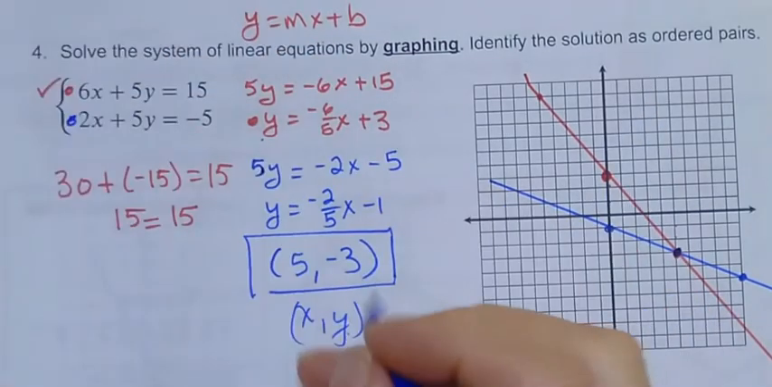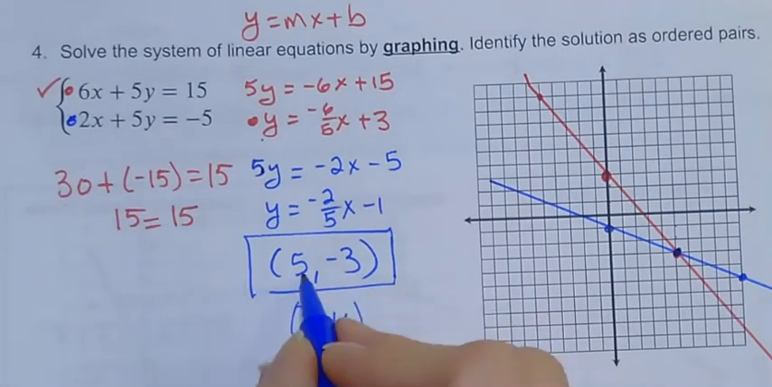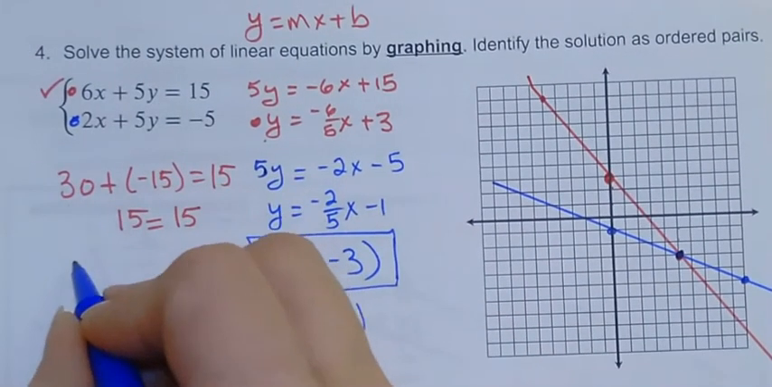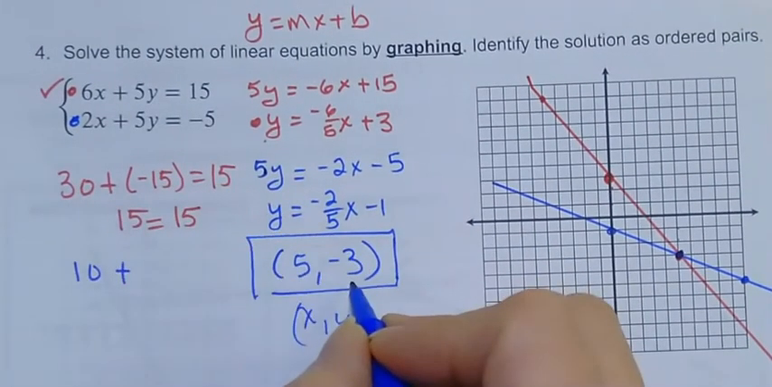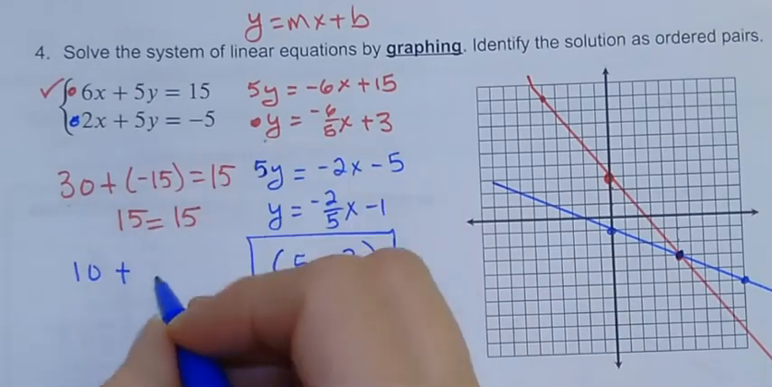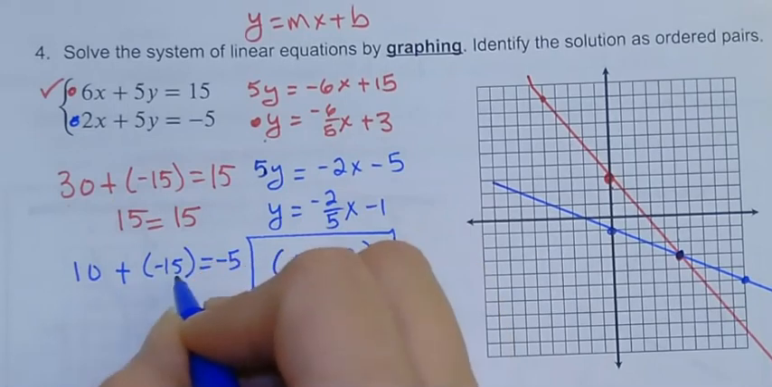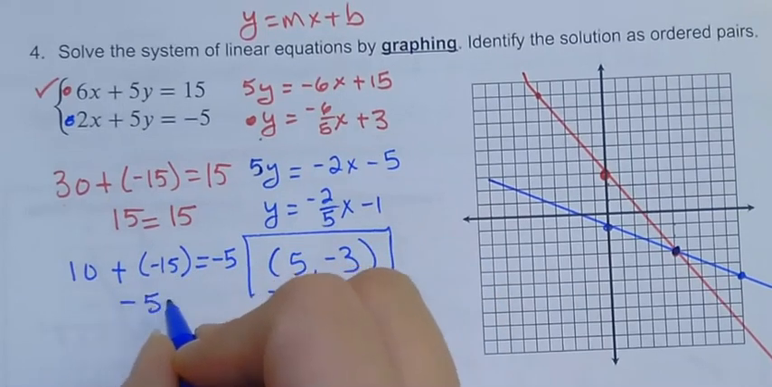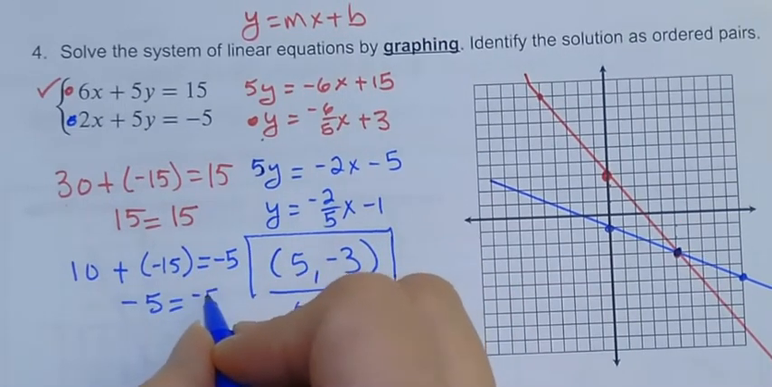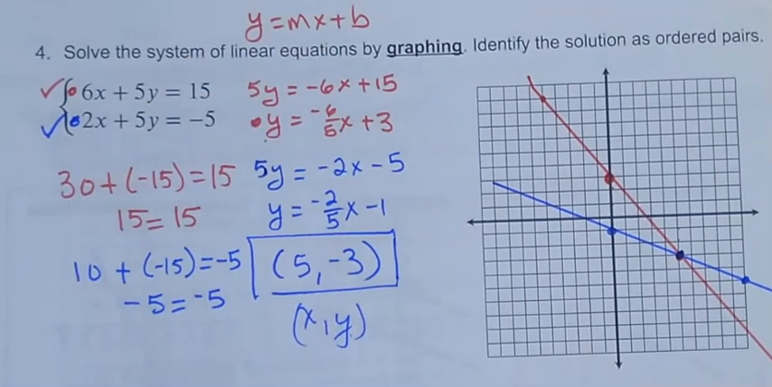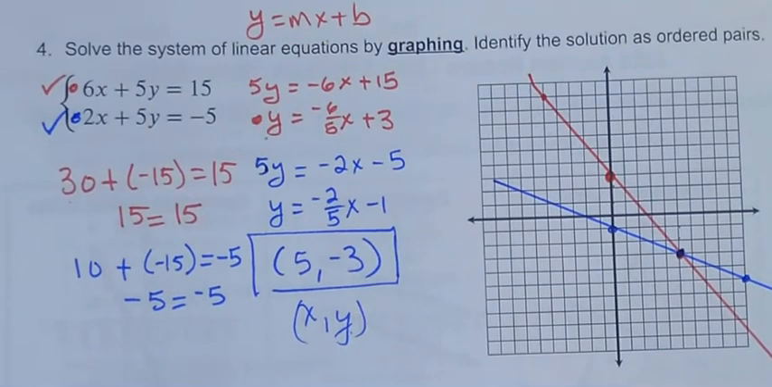Let's see if this ordered pair works for my second equation. If x is 5, then I have 10 plus y is negative 3. Negative 3 times 5 is negative 15 equals negative 5. 10 plus negative 15 is negative 5, and negative 5 equals negative 5. So I have just double checked that that ordered pair works for both of those equations. So that's number 4.